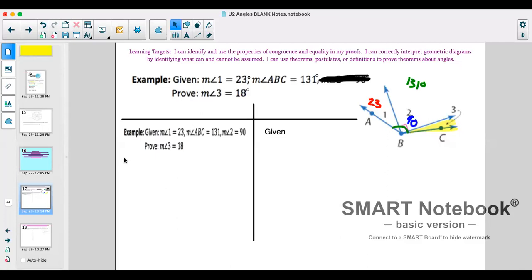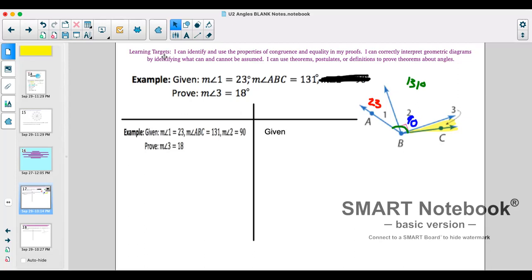So how would I go about starting this proof? I want to prove the measure of angle 3 is 18 degrees. When I come over here and look, I see that I have a piece of an angle. I have a piece of an angle. I want the last piece, and I know the total. So when I start thinking I've got a piece and a piece, I'm looking for the last piece, and I have the total, that sounds like I've got this plus this.